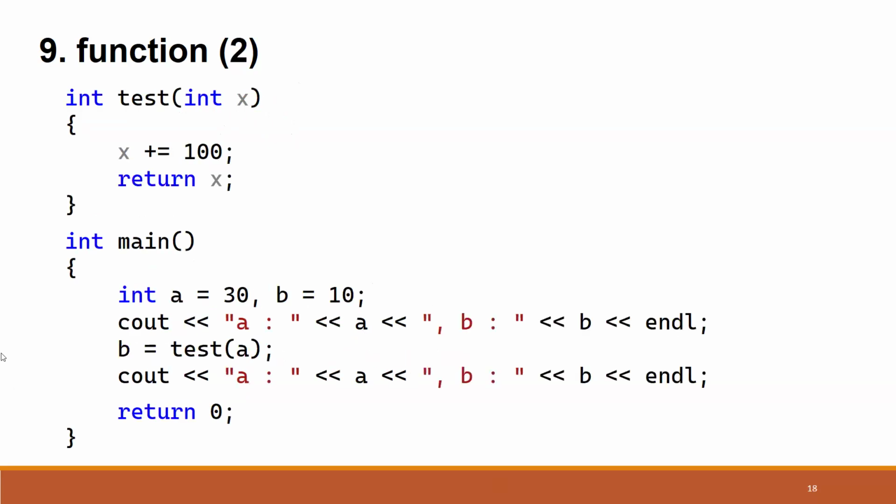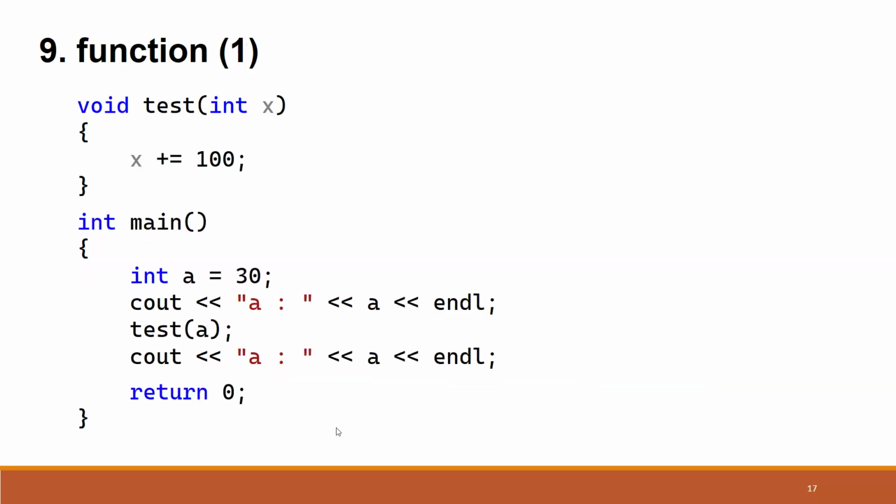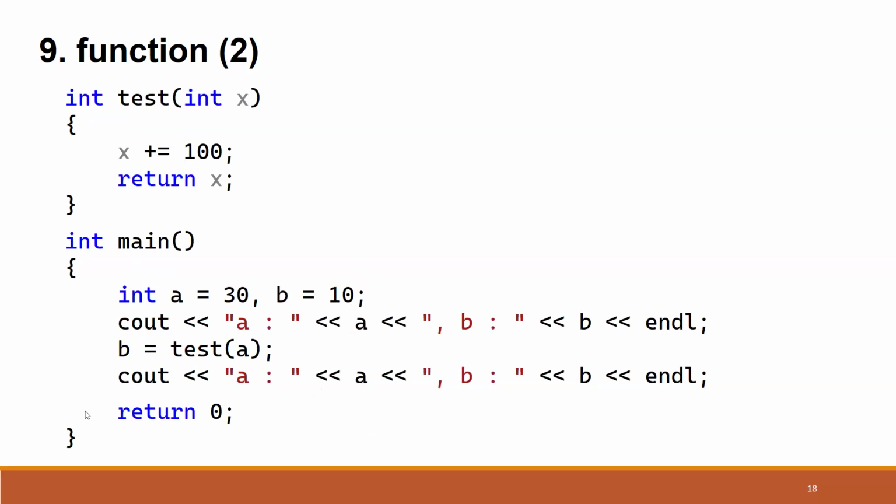Okay, and guys, sometimes, the difference between this one and the previous one is that, look at this one. This is the previous one. See, I call test A. So we have 30. And in the next slide, the only difference is that I have a return value. So now I have one return value. What will be the output in this case?